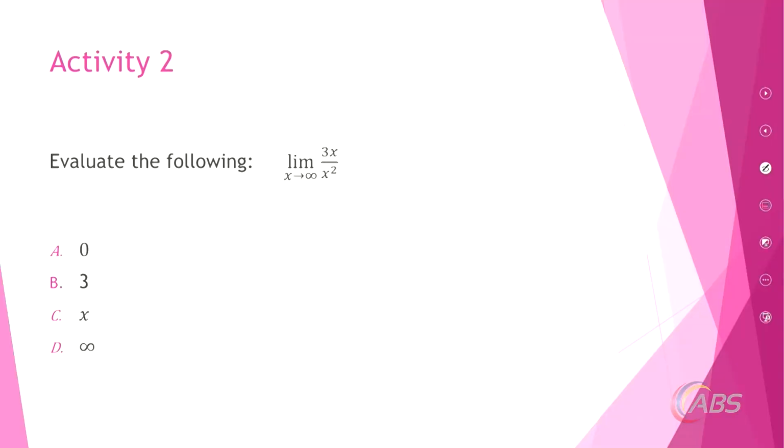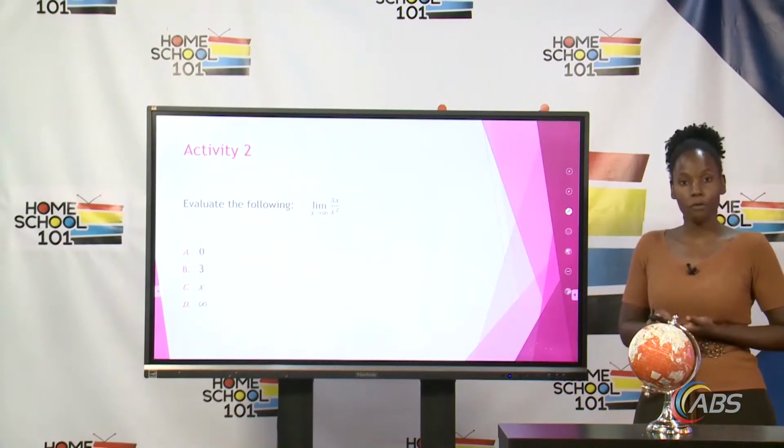So just go through, think about whether the degree of the polynomial in the numerator is greater than that in the denominator. Try to remember what the options are and then evaluate this limit. We will now go through the solution.